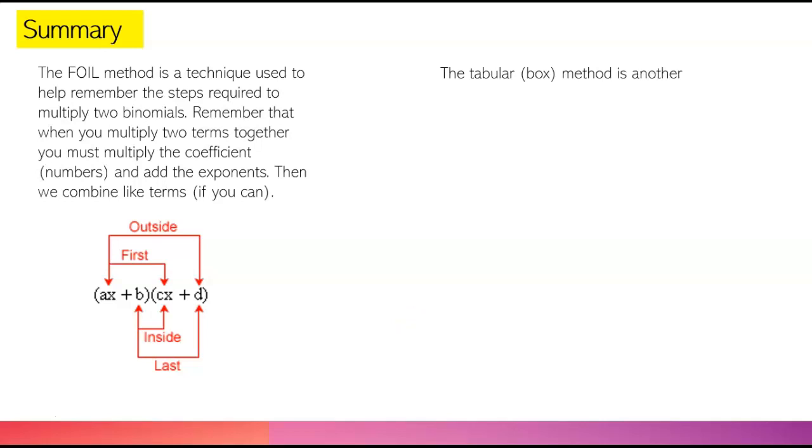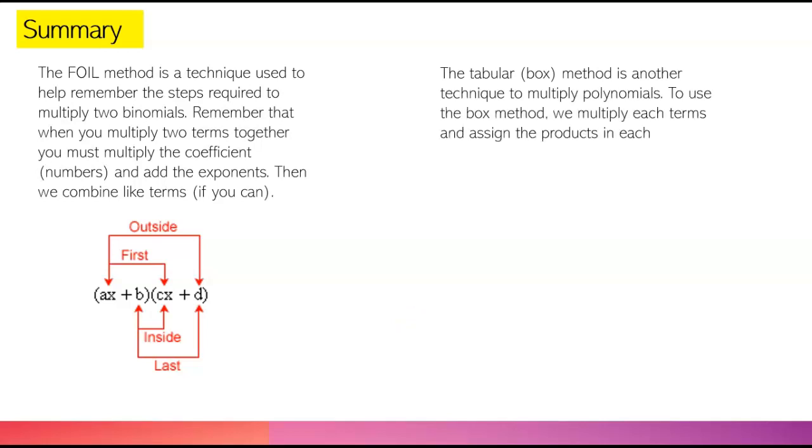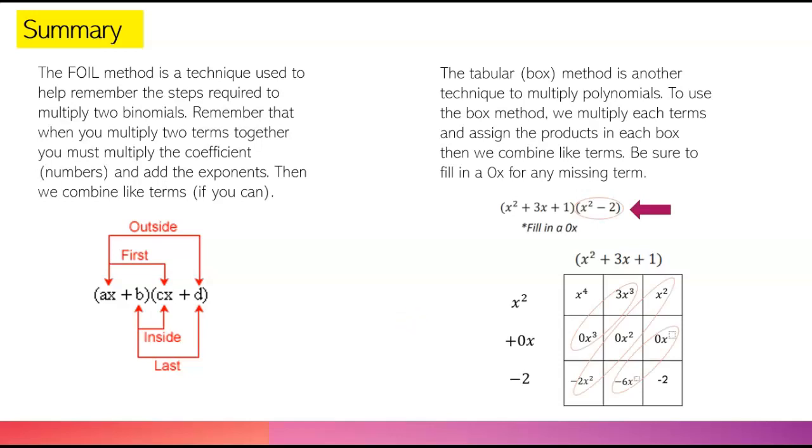The tabular or box method is another technique to multiply polynomials. To use the box method, we multiply each term and assign the products in each box. Then we combine like terms by checking diagonally. Be sure to fill in a 0x for any missing term. Just like so.